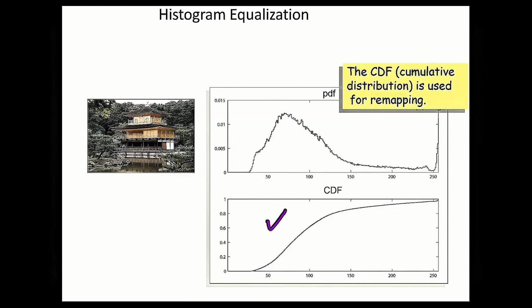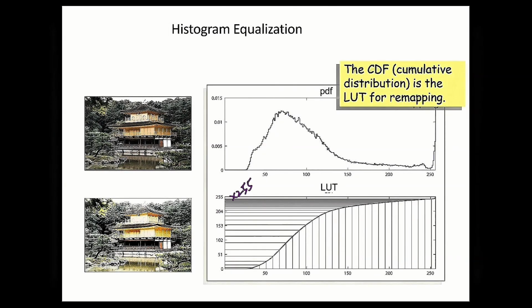Now, if I want to use this curve as a transformation function, this is the input and this will be the output. I'm using the CDF as my transformation function. But there's one problem: input goes from 0 to 255, and output should also be 0 to 255, but this is from 0 to 1. So I just multiply by 255 to make it from 0 to 255.